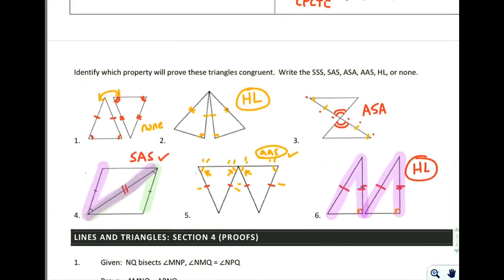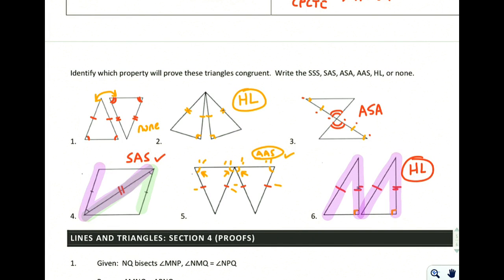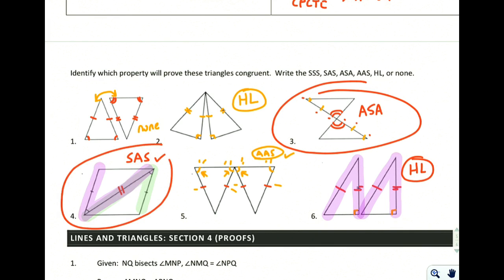So all of these can be proven congruent. On number 3, it took the vertical angles. On number 4, it took the reflexive side. Number 5, it took the isosceles triangle theorem, and then for 2 and 6, HL, we were given all the information we needed from the start. The first one was the only one that we couldn't do right away.